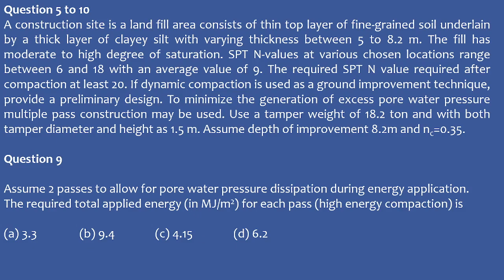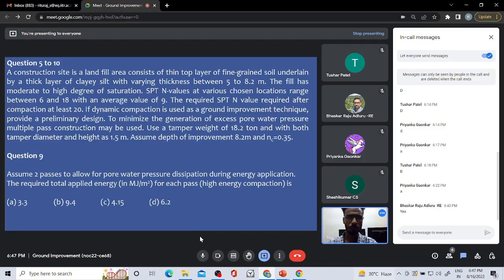So we have already calculated the total required energy for a particular location in the high energy compaction. So if we are giving two blows at a particular location, per blow how much energy is required?